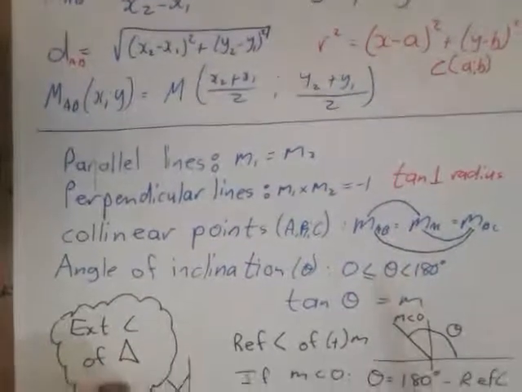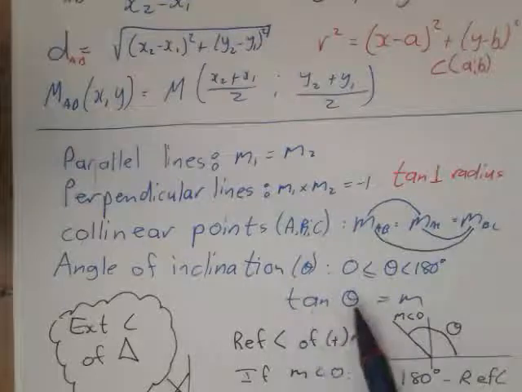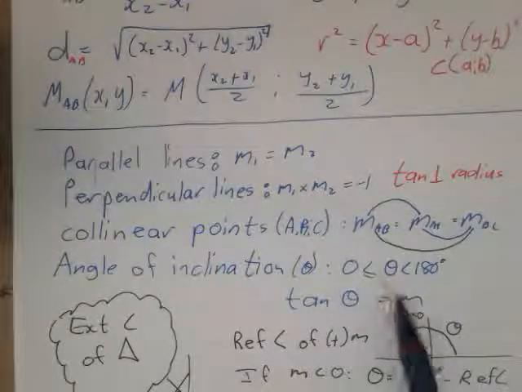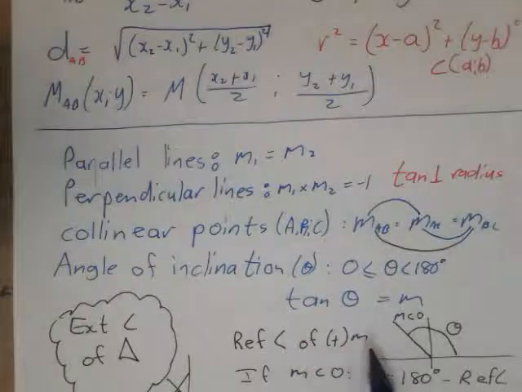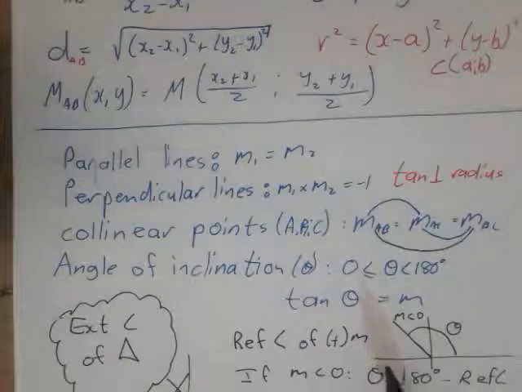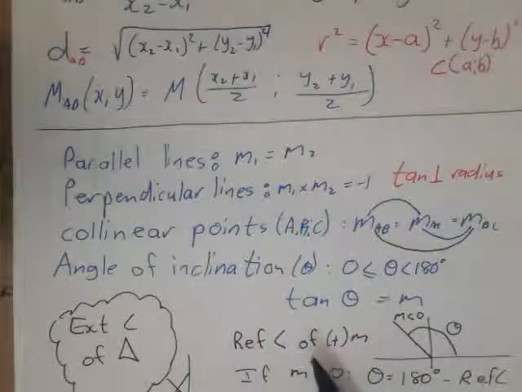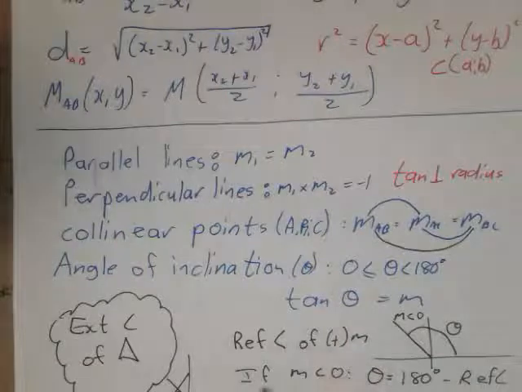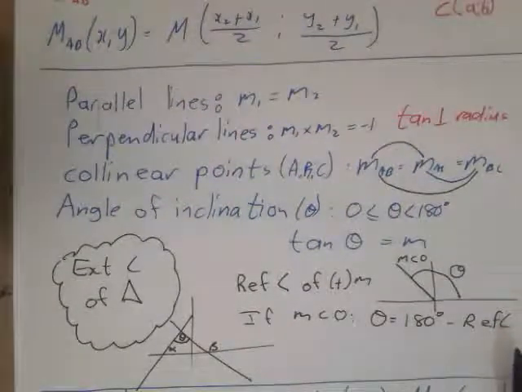And so we can find that tan of theta is equal to m. Now, if we have the gradient, we can find the angle of inclination, and we first have to work out our reference angle of a positive value of m. So if it's a negative value, we ignore the negative and find the inverse of tan. In that case, we have gradients less than 0. We will subtract our reference angle from 180 degrees.